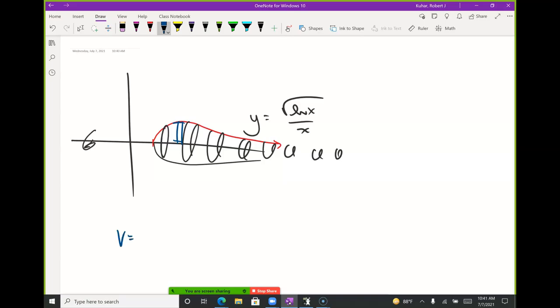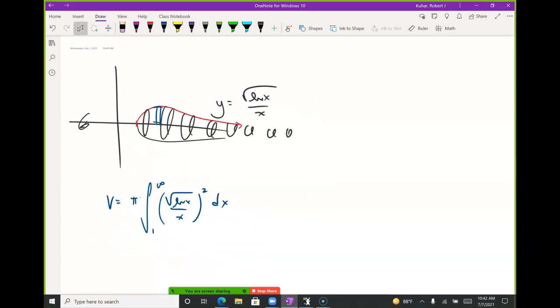So I'm getting the volume by pi times the integral from 1 to infinity of r squared, right? So square root of ln of x all over x, all squared, dx. Is that clear to everybody? Agreeable?